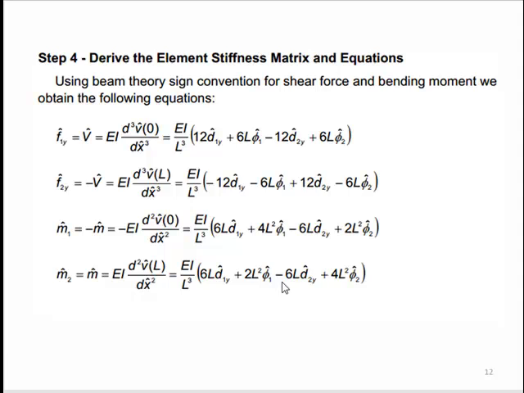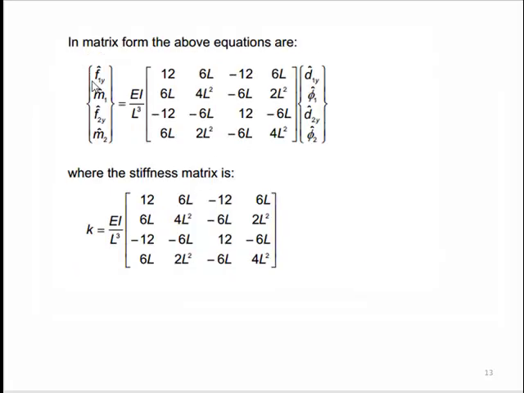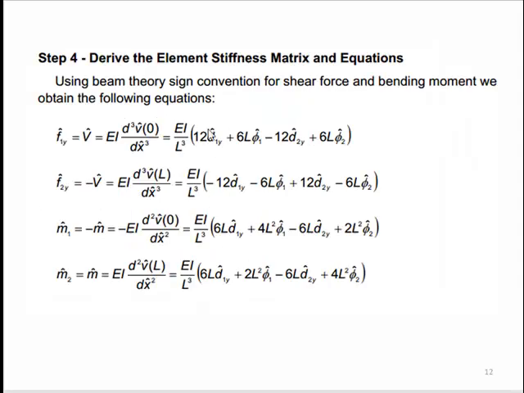Now, if we simply rearrange these equations in terms of the nodal degrees of freedom, then we can express these equations in matrix form like this. F1y, M1, F2y, M2 is equal to EI over L cube times this matrix, times d1y, phi1, d2y, phi2. This is the matrix form of these equations.